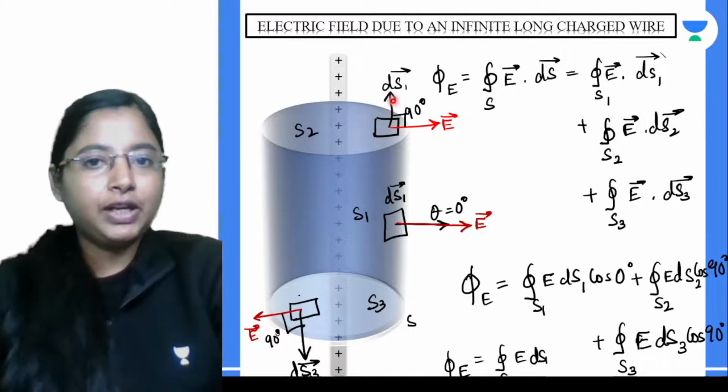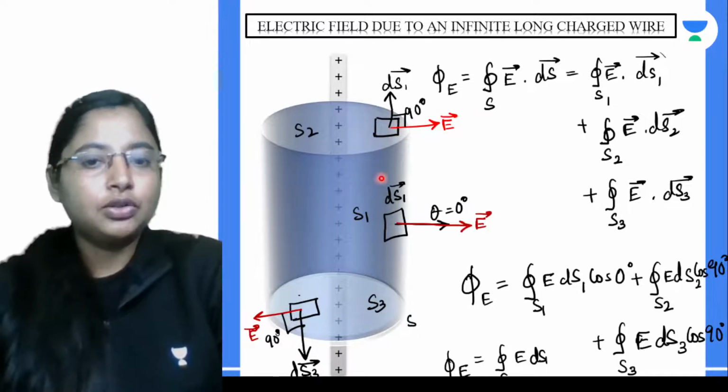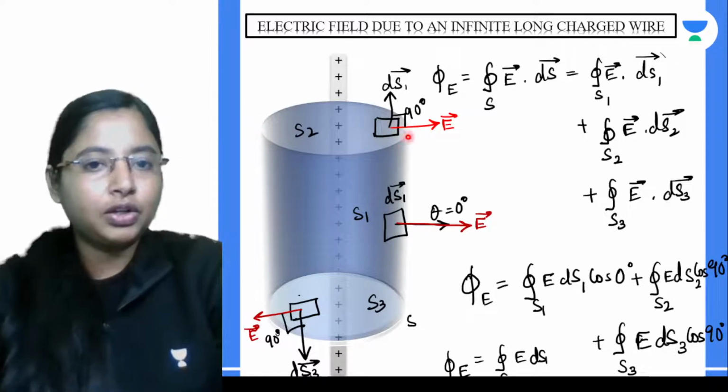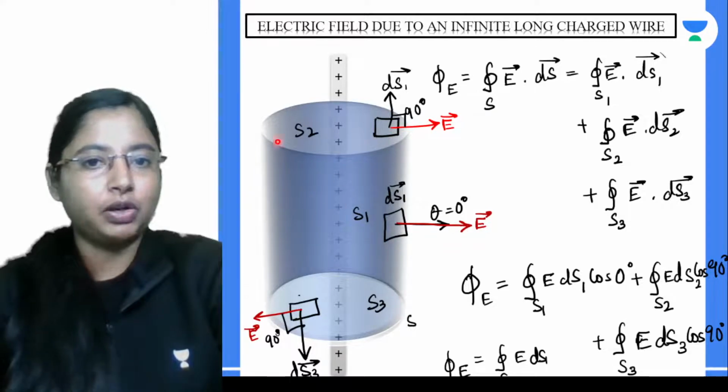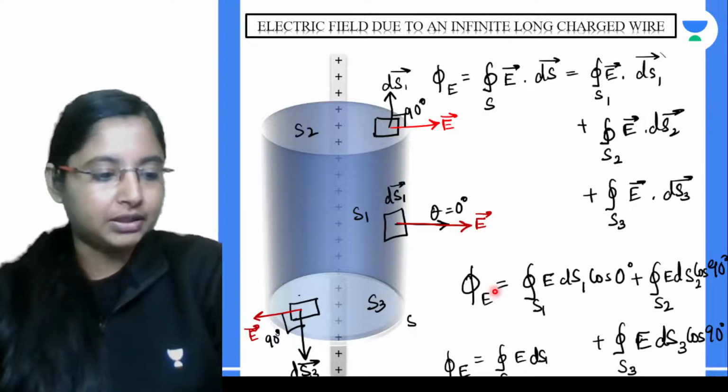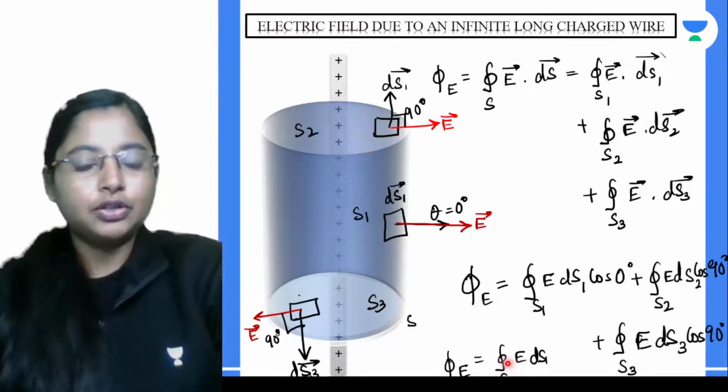The electric field and the area vector in surfaces S2 and S3 cancel out each other. So the electric flux coming out of the Gaussian surface S is only because of the region S1. This S1 surface is the only one responsible for the electric flux through this Gaussian surface. So the electric flux is E dot ds over here.